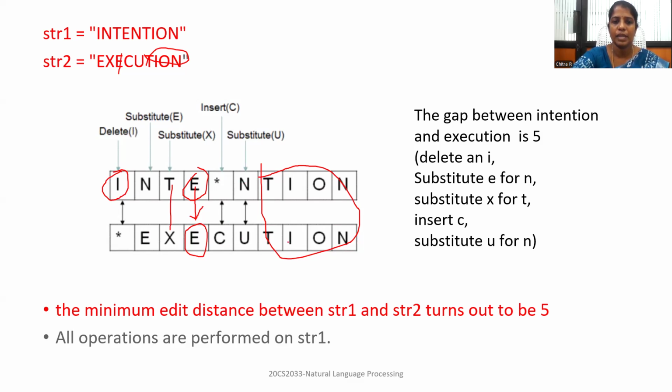Remaining things are the same. Hence, the operations required are, first, the delete operation. So the distance is 1. The second is the substitute operation. N is substituted as E. So here the distance is 1. So 1 plus 1 equals 2. And then T is converted into X. So here also I need one operation. So 3 operations. Next one, no need for any substitution, insertion, or deletion. The next one is star converted into C. We need the insertion operation. So 4. And here this N is converted into U. So 5. Totally, the edit distance between these two is 5.